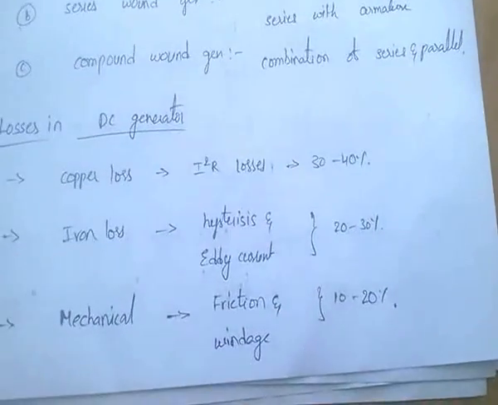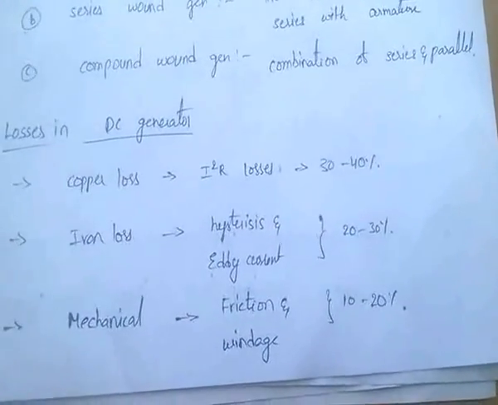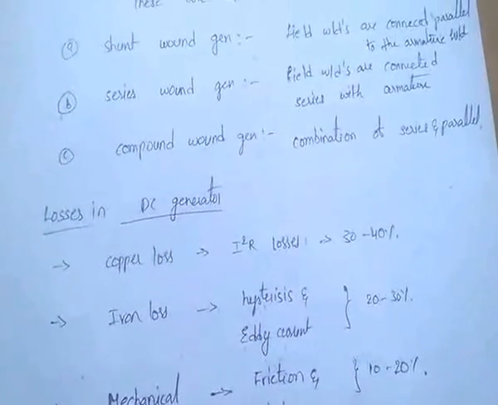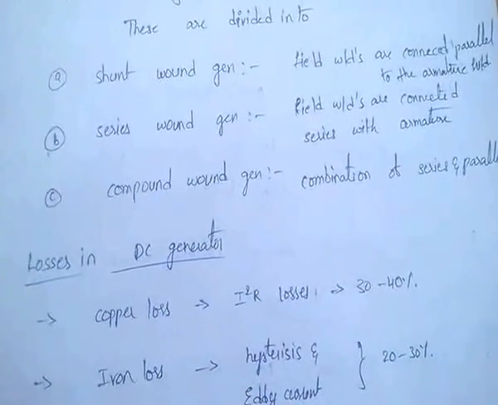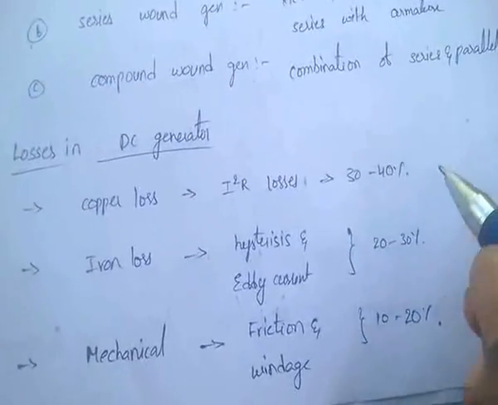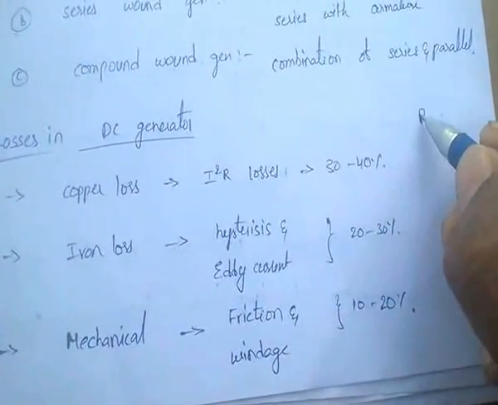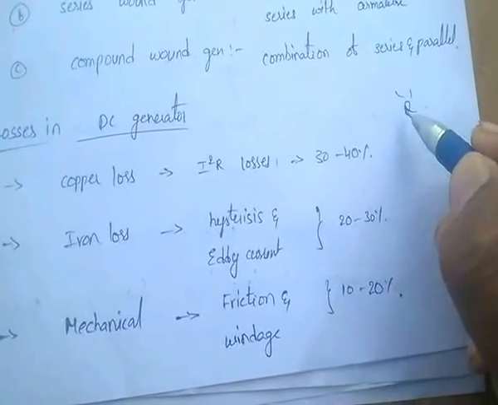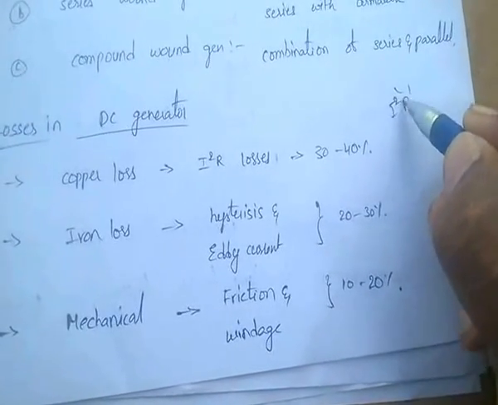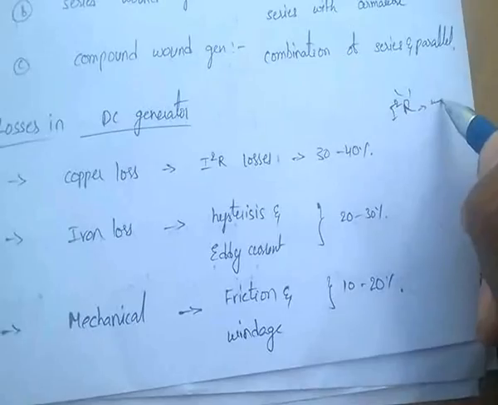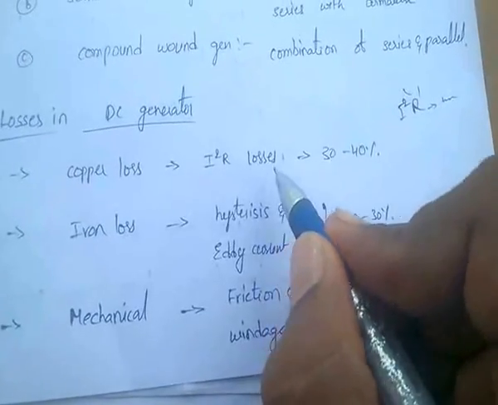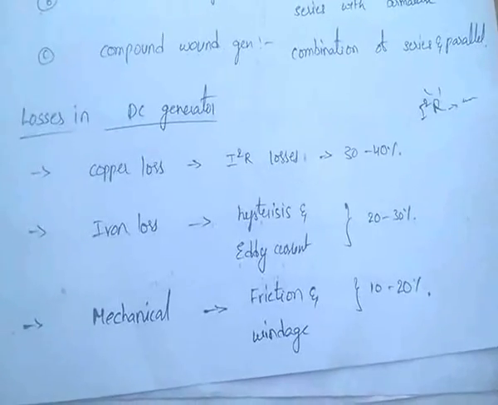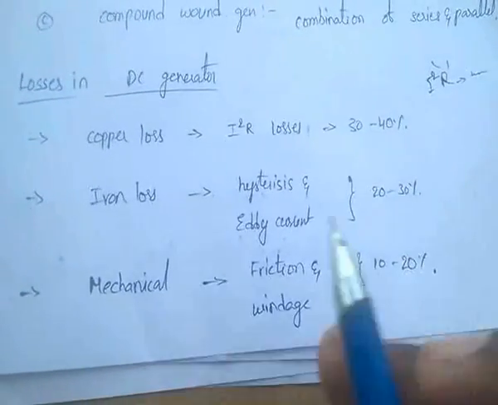Next, losses in DC generators. First one, copper losses. Copper losses are nothing but I square R losses. Copper has some resistance, and whenever current flows through these coils, I square R losses will develop. That means these losses are called I square R losses. These losses are nearly 30 to 40%.